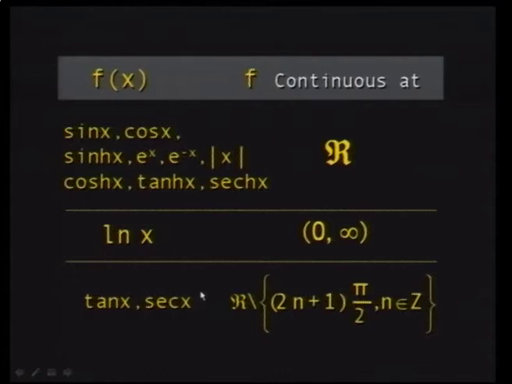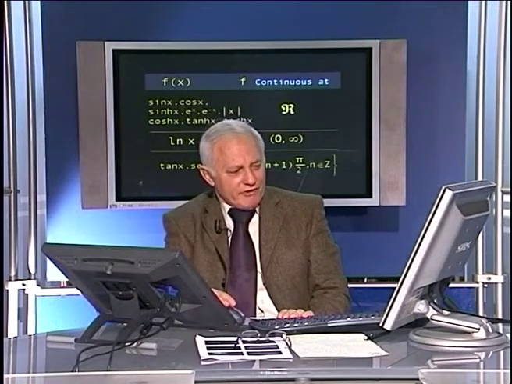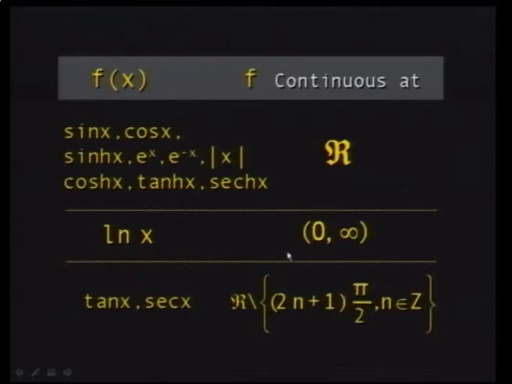Now the tan and sec, we've seen that because tan is sine over cosine, where are the values at which the cosine is 0? You have pi by 2, 3 pi by 2, etc. So in fact, these two functions are continuous on R, except at the points equal to (n plus 1) pi by 2, pi by 2, minus pi by 2, etc. Otherwise, these two functions are continuous.